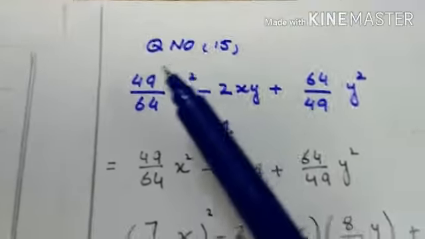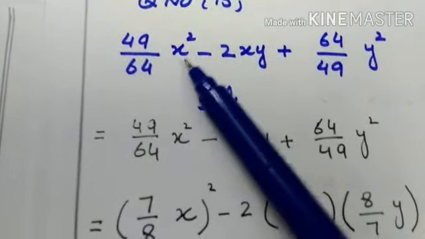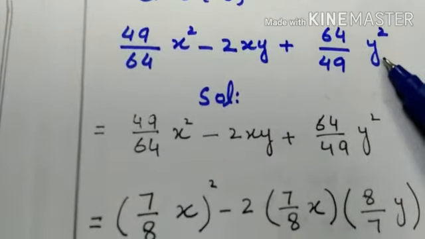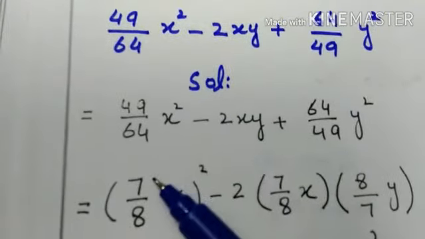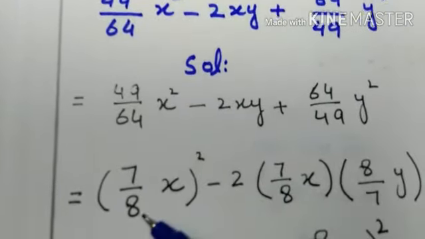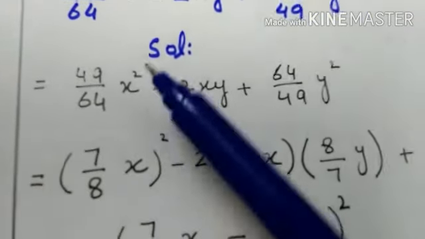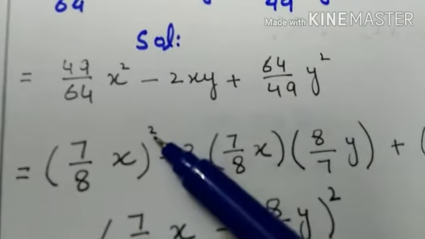This formula can also be applied in the fraction form. Like, see question number 15. This is 49 over 64x square minus 2xy plus 64 over 49y square. 49 is the square of 7. 64 is the square of 8. Just write first of all the numbers. Then x is the square of x whole square.